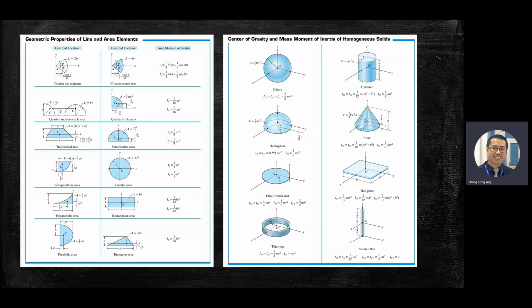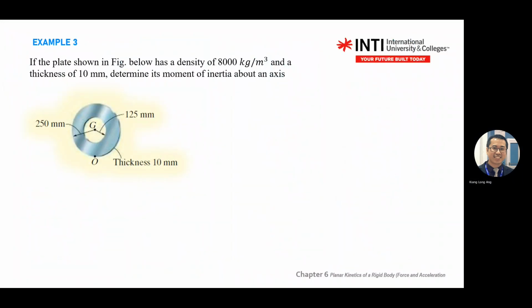Okay, we're back to example. So just now we learned how to find the second moment of inertia, I equal to the integral of r square dm. So I equal to what? dm square. Okay.